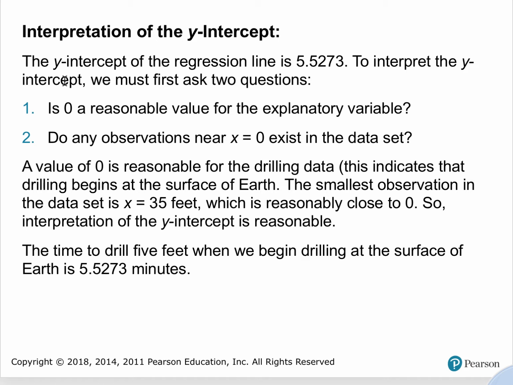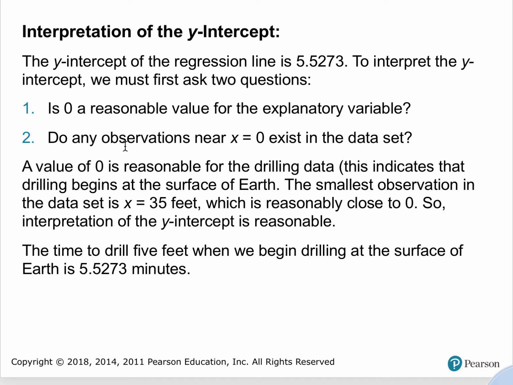Another little twist. The y-intercept of the regression line for our example is 5.5273. To interpret the y-intercept, though, we first have to ask ourselves 2 questions. Is 0 a reasonable value for the explanatory variable? And do any observations near 0 exist in the data?